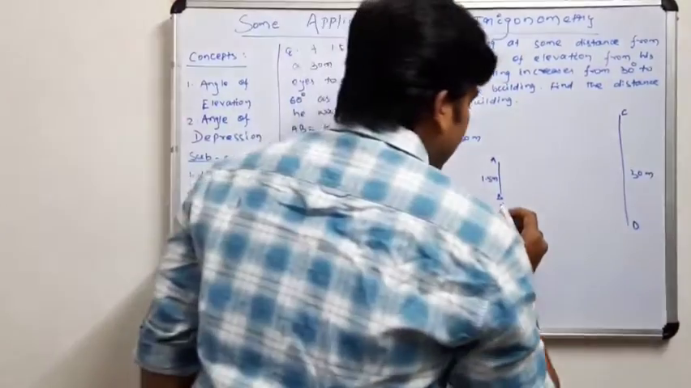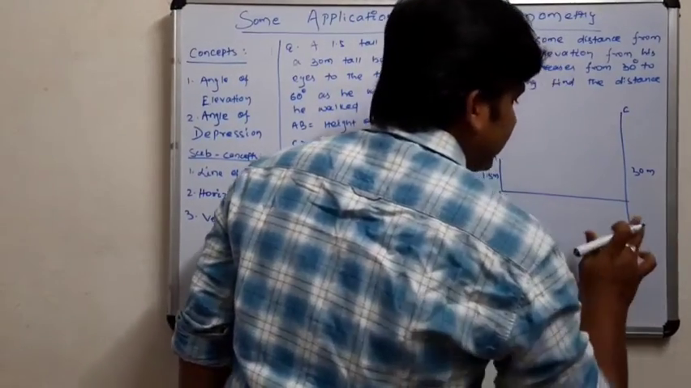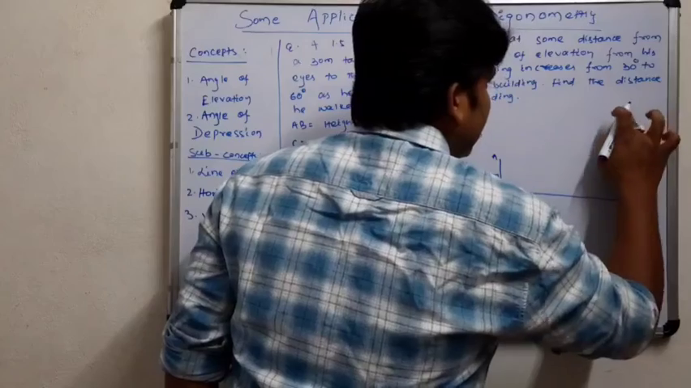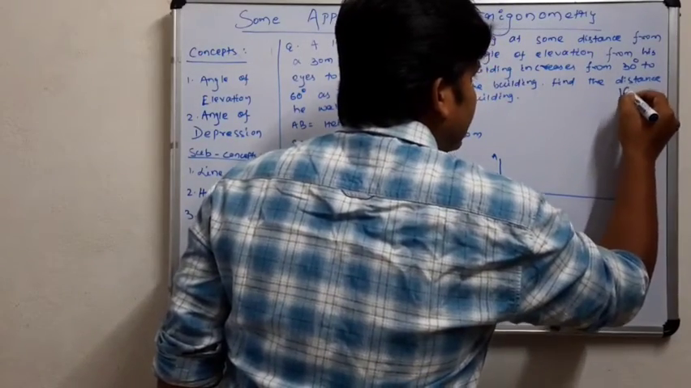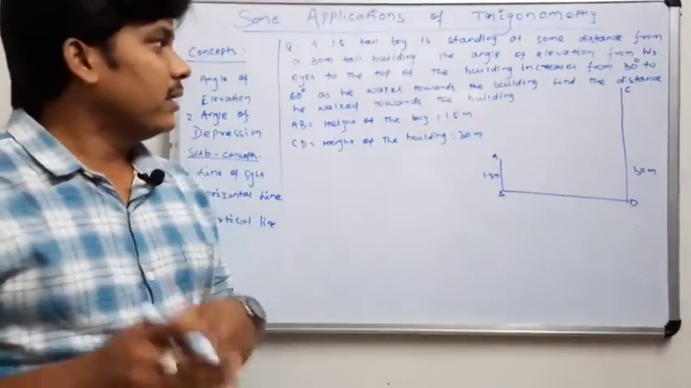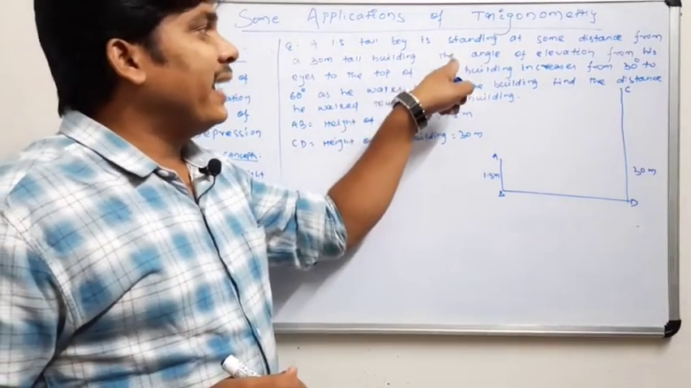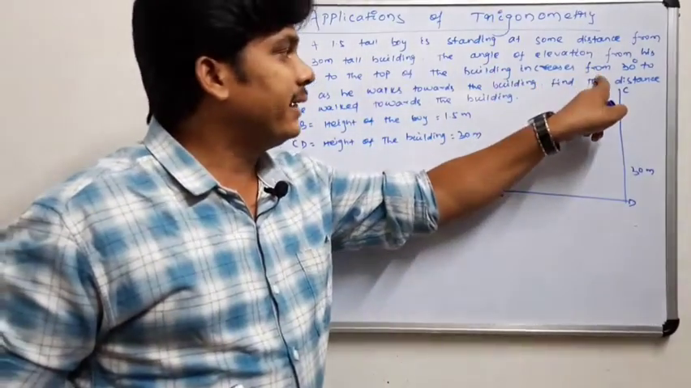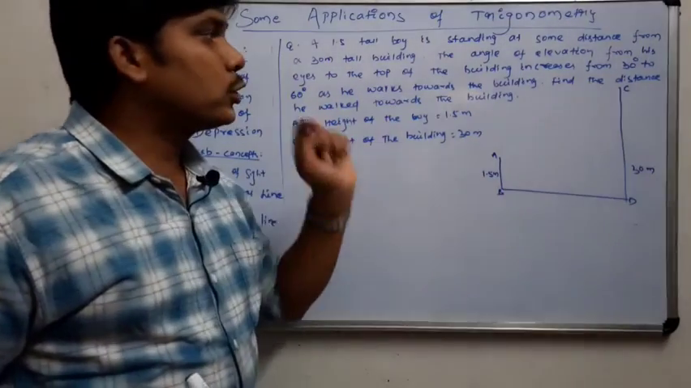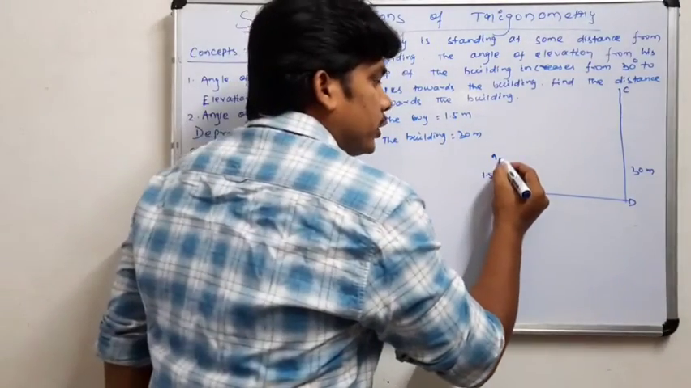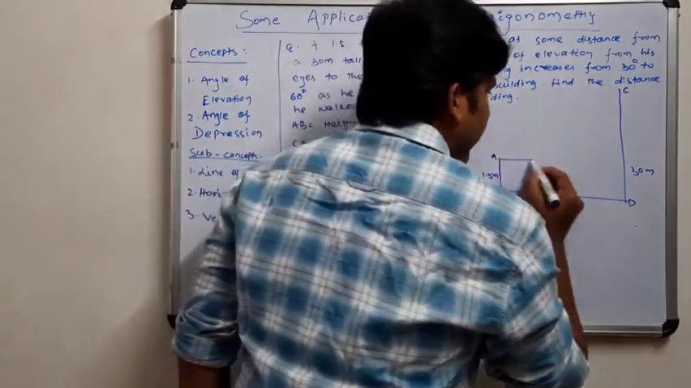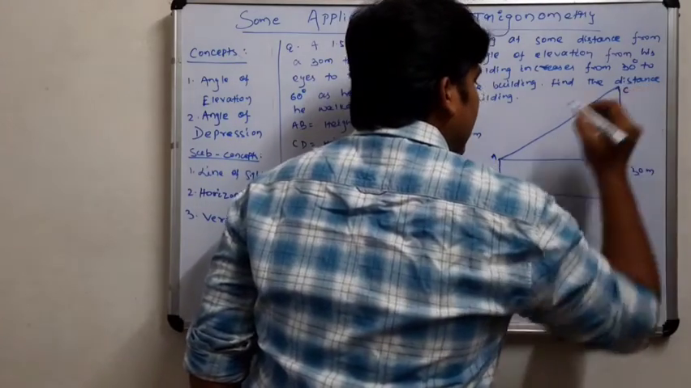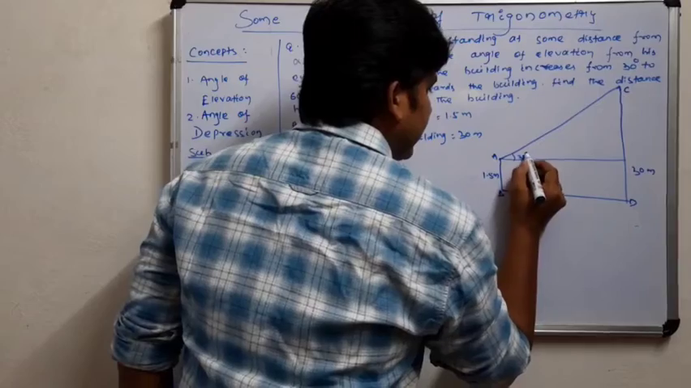Now this is the line, just as it is an axis line, I am erasing and increasing this value here and pointing here is C, only for the adjustment. Now the question is, the angle of elevation from his eyes to the top of the building increases from 30 degrees to 60 degrees as he walks towards the building. That means if the position of the eye is this one, then this is the horizontal line and this is the line of sight, then this will be 30 degrees.